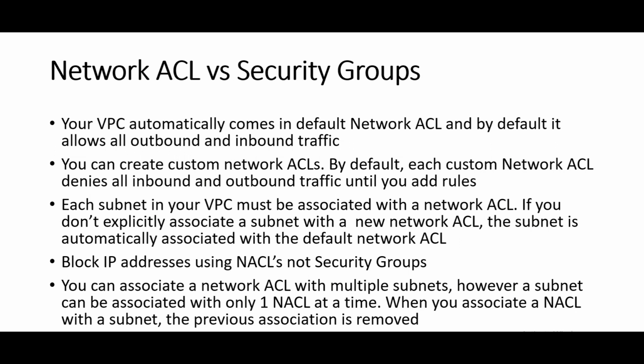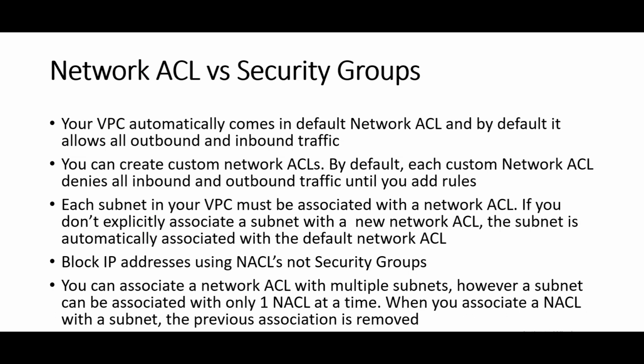Each subnet in your VPC must be associated with a network ACL. If you don't explicitly associate a subnet with a network ACL, the subnet is automatically associated with the default network ACL. You can block IP addresses using network ACLs, but you cannot do the same with security groups. You can associate a network ACL with multiple subnets. However, a subnet can be associated with only one network ACL at a time. When you associate a network ACL with a subnet, the previous association is removed. Network ACLs can span availability zones, whereas subnets cannot.